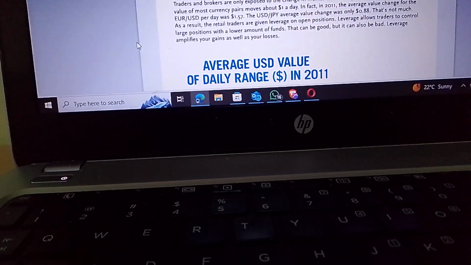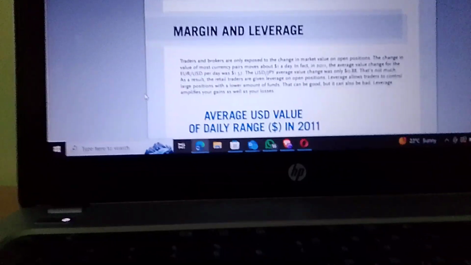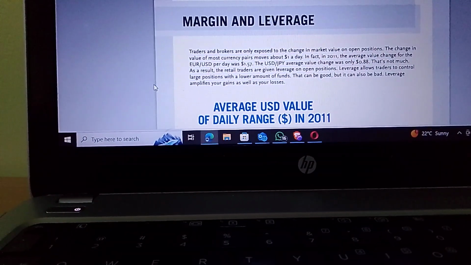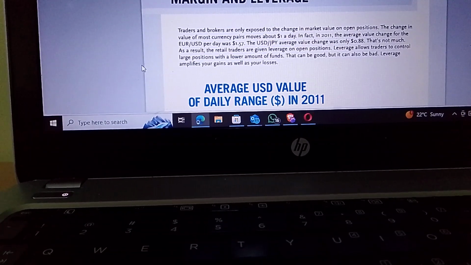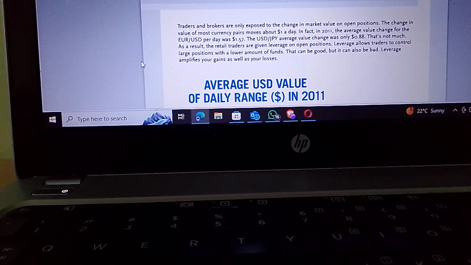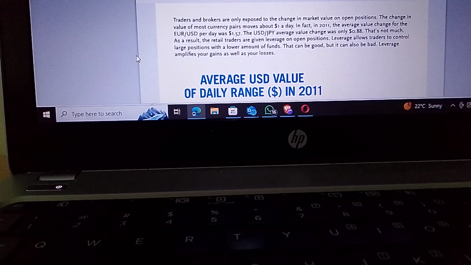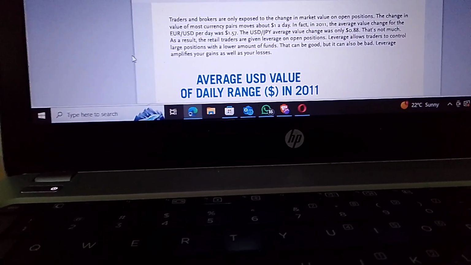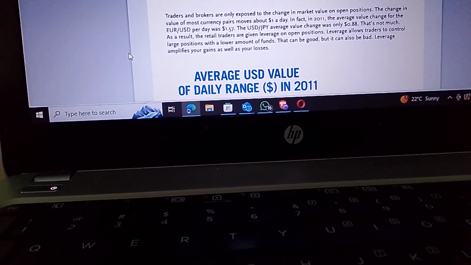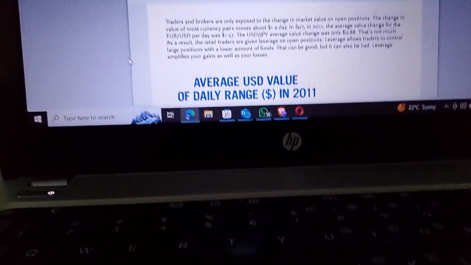So basically what's happening here is that they say the movement of the currency pairs is not that great, and therefore, this not being so much, traders cannot make very great profits. So therefore there's need for leverage. In a moment we'll know what leverage means and margin.